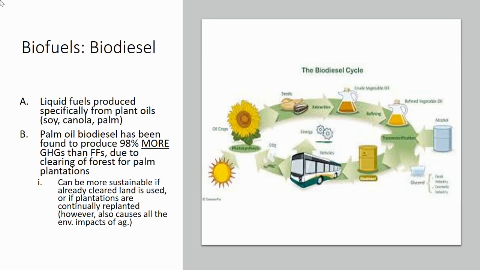Now, another alternative biofuel besides ethanol and algae is what's known as biodiesel. These are liquid fuels produced specifically from plant oils, so things like soy, canola, palm oil. Lots of palm oil. Biodiesel has actually been found to produce about 98% more greenhouse gases than fossil fuels due to the clearing of forests for palm plantations. But it can be more sustainable if already cleared land is used. So if we don't have to clear a forest in order to plant all of this palm oil, if it's already cleared, it could potentially be more sustainable.